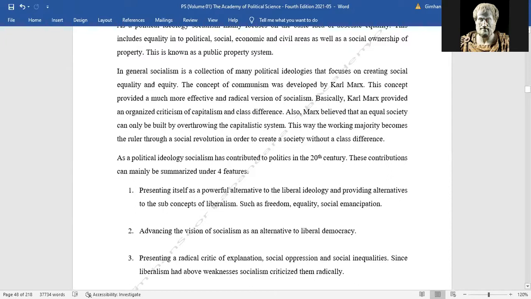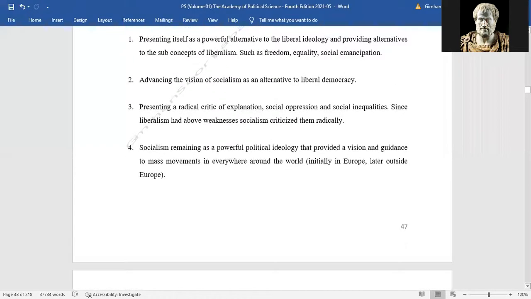These contributions can mainly be summarized under four features: 1. Presenting itself as a powerful alternative to the liberal ideology and providing alternatives to the sub-concepts of liberalism, such as freedom, equality, and social emancipation. 2. Advancing the vision of socialism as an alternative to liberal democracy. 3. Presenting a radical critique of exploitation, social oppression, and social inequalities. Since liberalism had the above weaknesses, socialism criticized them radically. 4. Socialism remaining as a powerful political ideology that provided vision and guidance to mass movements everywhere around the world, initially in Europe, later outside Europe.